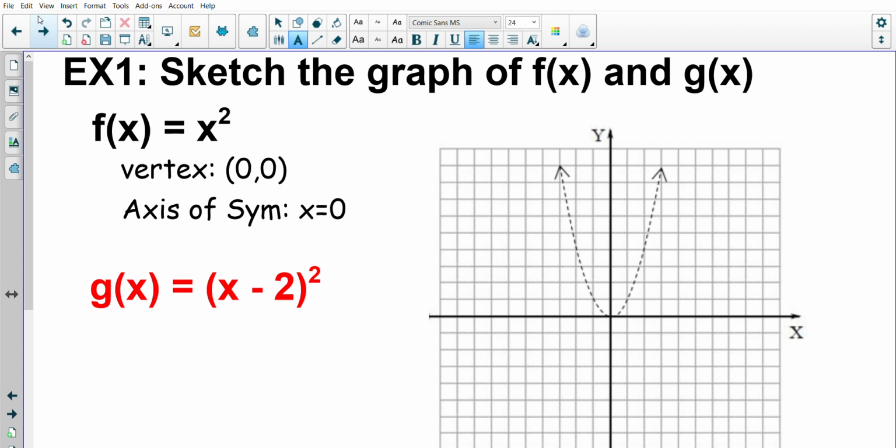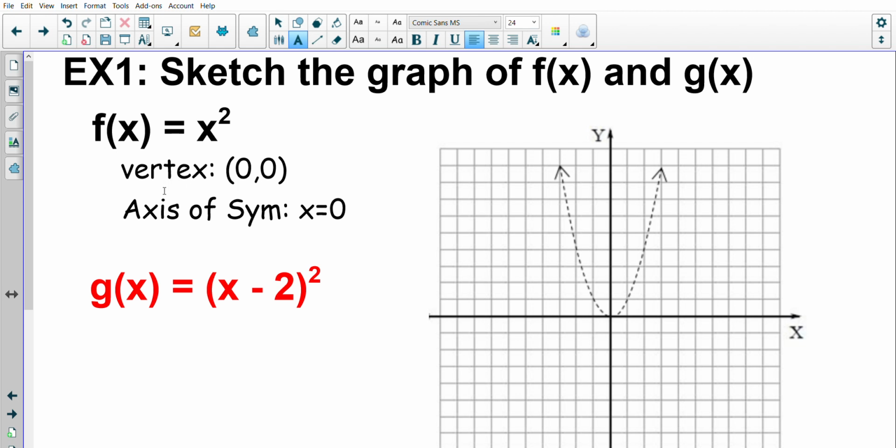So we're going to sketch the graph of f of x and g of x. F of x is just our plain old normal parabola. You see it there on the screen. It's got a vertex at (0, 0), and our axis of symmetry, our fold line, would be the y-axis, which is the line x equals 0. We're going to graph g of x, that is (x minus 2) squared. Now our a value is 1 and our k value is 0.